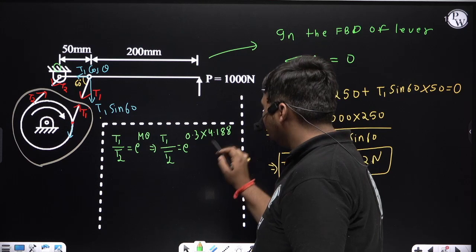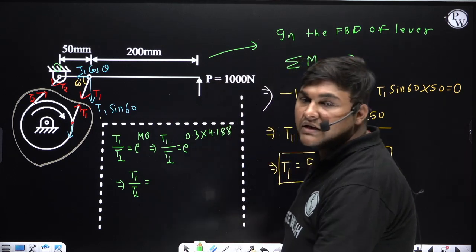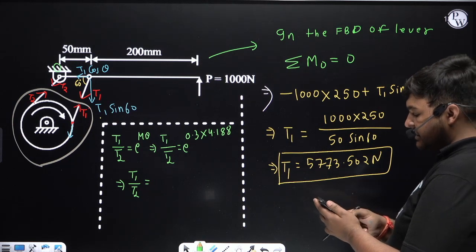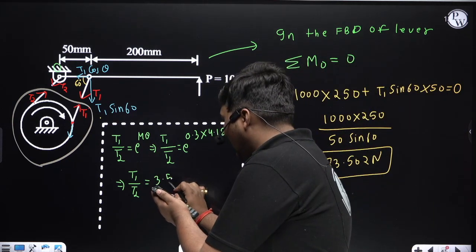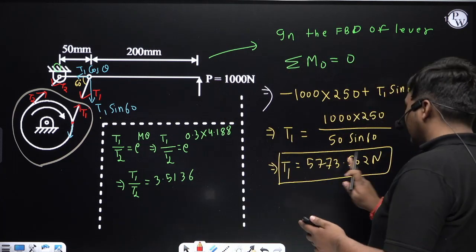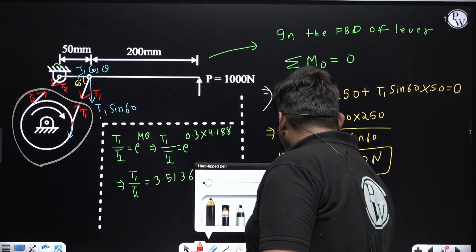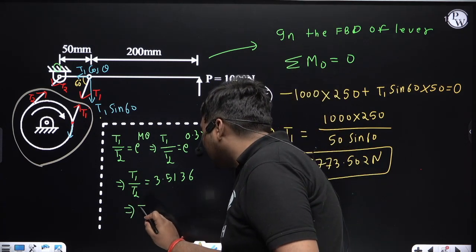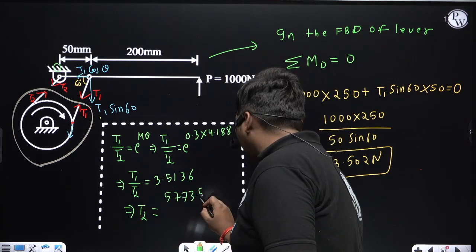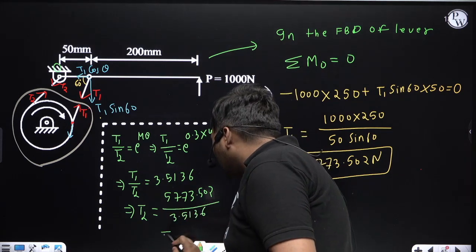So from this relation we can find the relation between T1 and T2, and it is e to the power mu theta, that is e to the power 0.3 into 4.1888. It is coming 3.5136. Since we have calculated the value of T1, which is 5773.502, if we put this value here we can find the value of T2. T2 will be T1 upon 3.5136, that is 5773.502 divided by 3.5136. By solving this, we will get the value of T2.